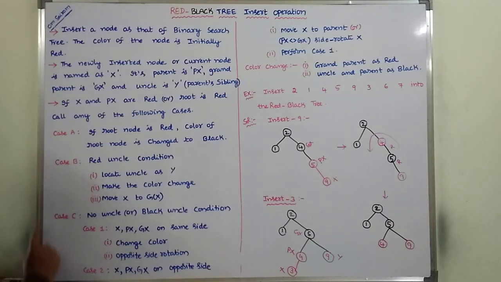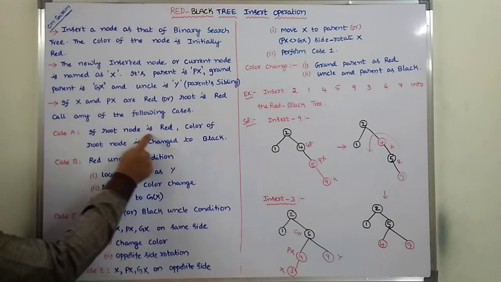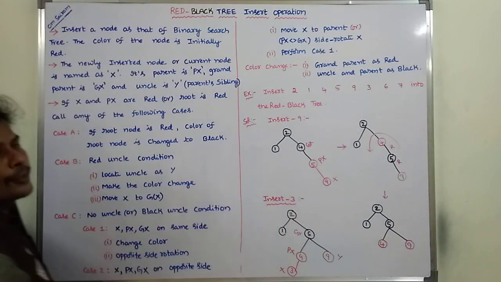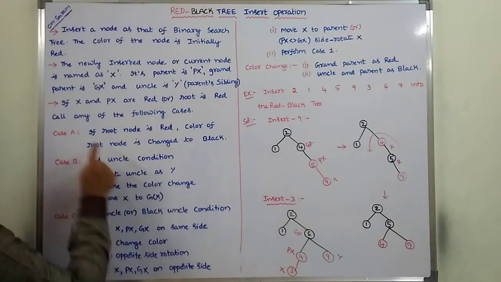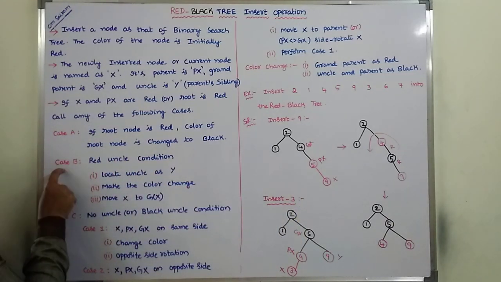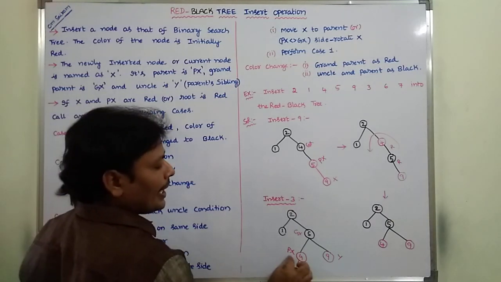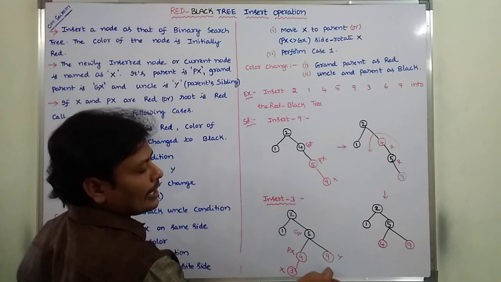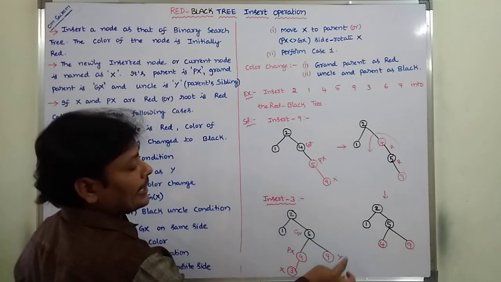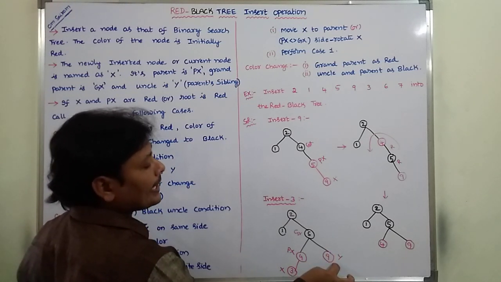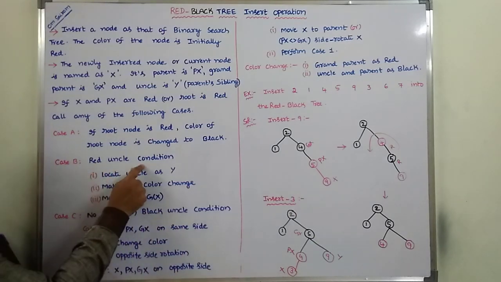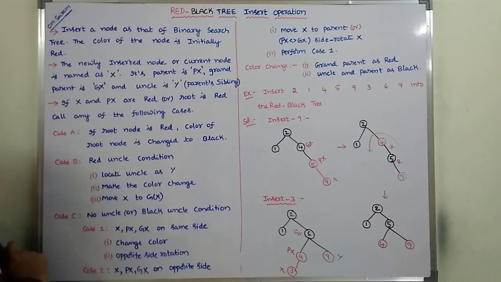Then we are going to these 3 cases. If any case is matched, that case is executed. First, case A. If root node is red, no. The root node is black here. So case A is failed. Case B. Red uncle condition. Here the uncle is the parent's sibling or grandparent's son. So that is 9. It can be denoted by y. It is a red node. So red uncle condition. So case B is true.